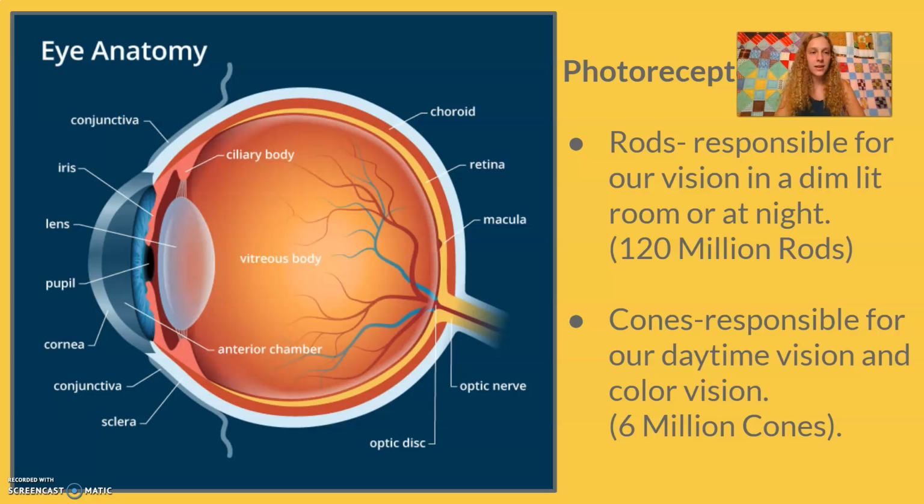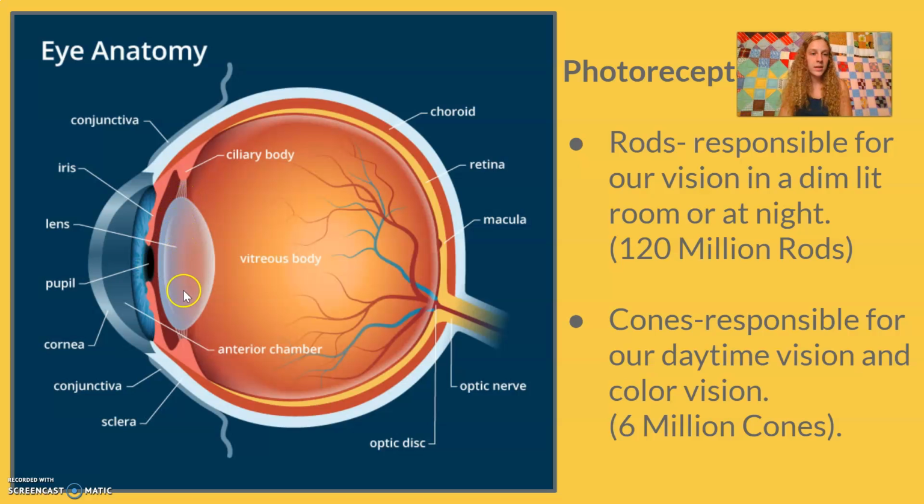Here we have a slide with a picture of the anatomy of the eye. You can see there's lots of different parts of the eye. At the front we have the outermost lens, which is the cornea, right here. And underneath that we have the iris, which is the colorful part of the eye. Then there's the pupil, which allows light to enter the eye.